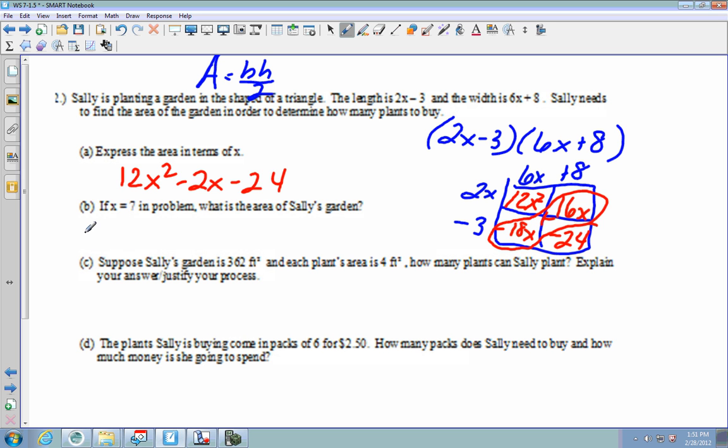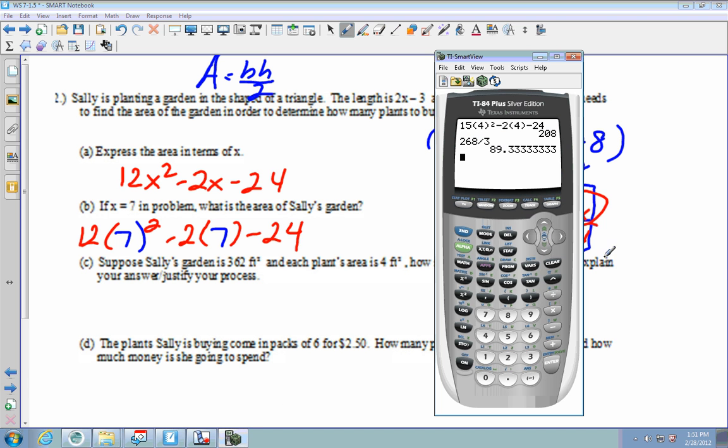It says if x is 7, so I have 12 times 7 squared minus 2 times 7 minus 24. So when I come here, I'm going to go into the calculator. I'm going to put in there 12 times 7 squared minus 2 times 7 minus 24 and press enter. My area is 550 square feet.